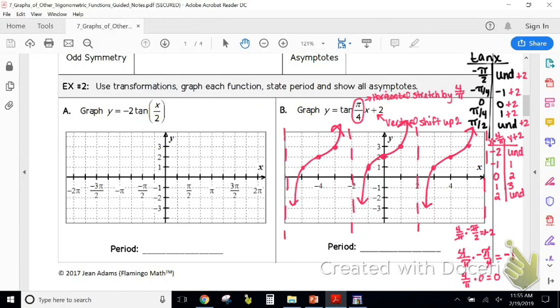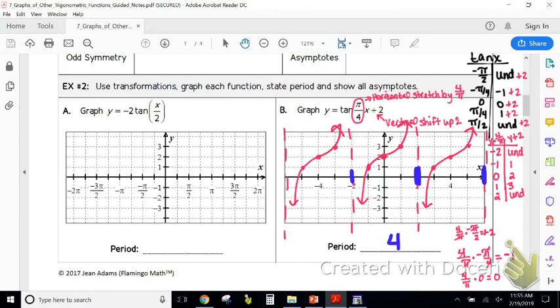Now, for the period, what is the period of this graph? 4. Yes. So asymptote to asymptote. The easiest one is maybe right here from 2 to, what is it right there? It's not numbered, but it's 6, right? How far is it from 2 to 6? 4. Or we could have gone from negative 2 to positive 2. That's also 4. All right, so the period is 4.